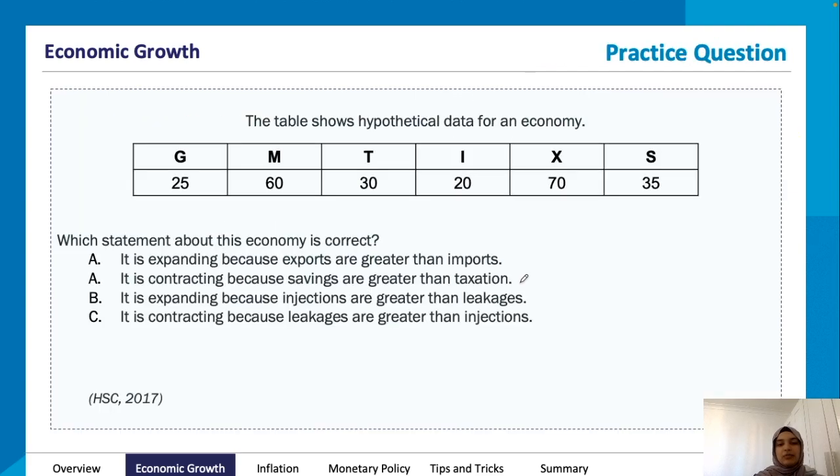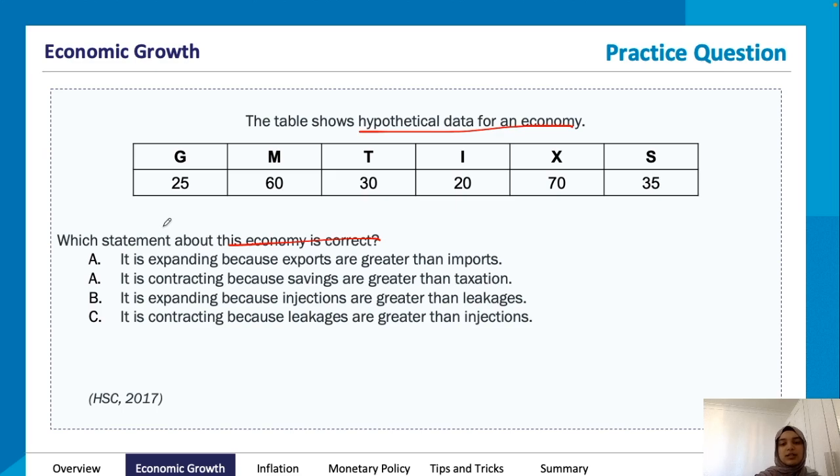So let's think back to this, maybe revision for some of you. This question: the table shows hypothetical data for an economy where you've got IGX and STM. Which statement about this economy is correct? So you want to determine which ones are injections and which ones are leakages, and then determine from there. At this point, if I were you, I would just pause the video and have a go at this question. This should be, sorry, this is incorrect. It should just be A, B, C, D. Choose one of the options, and then we'll go through the answer.